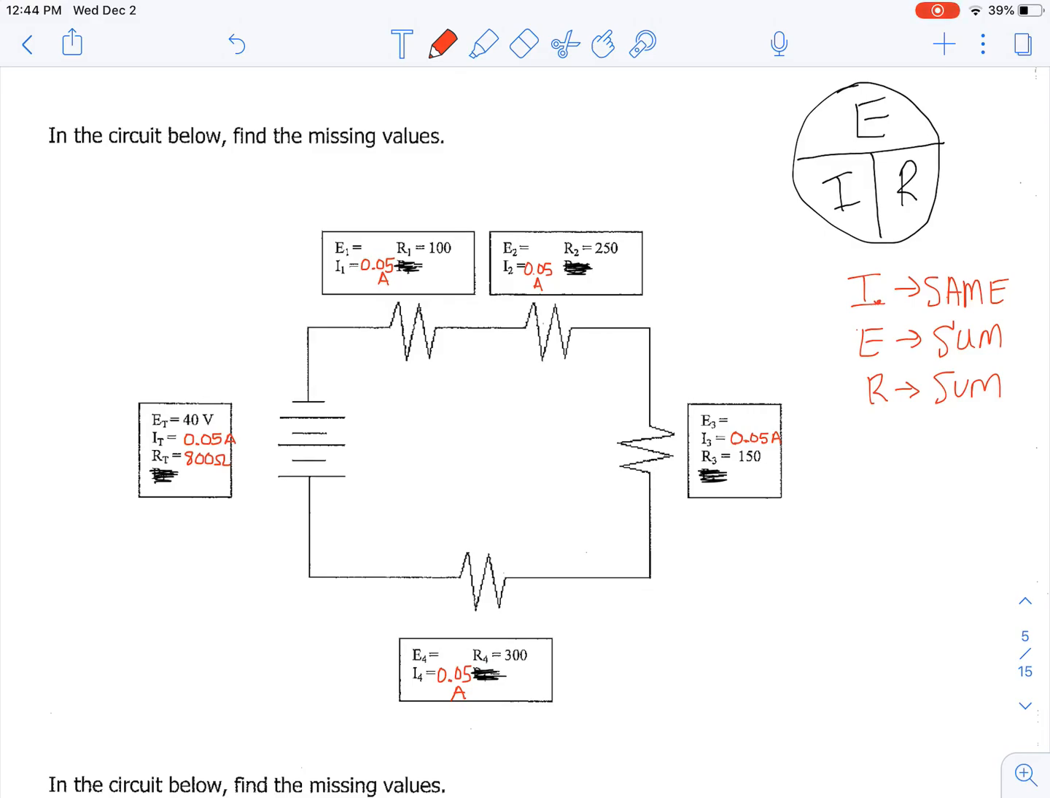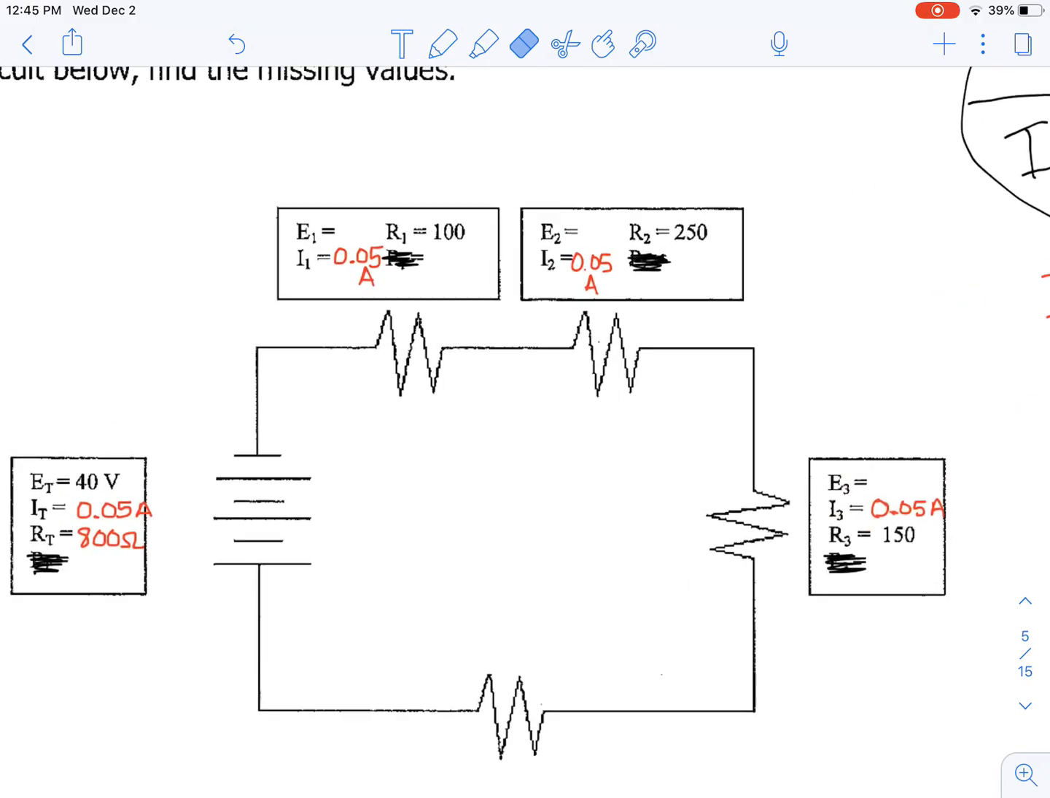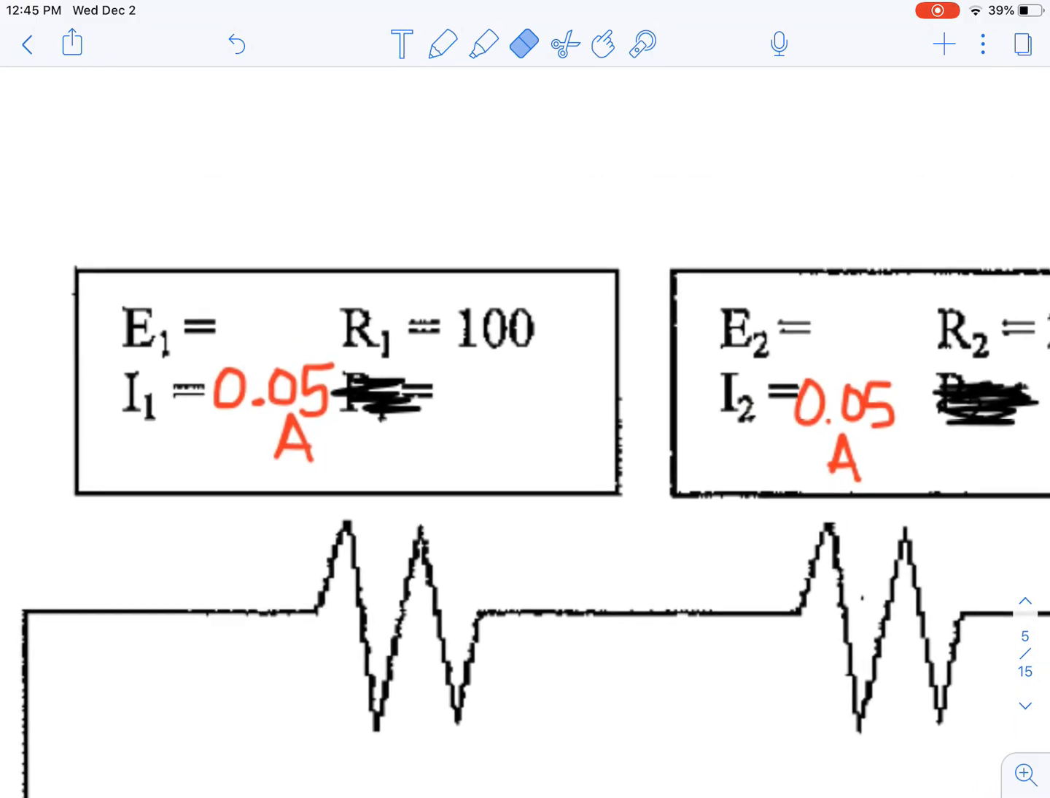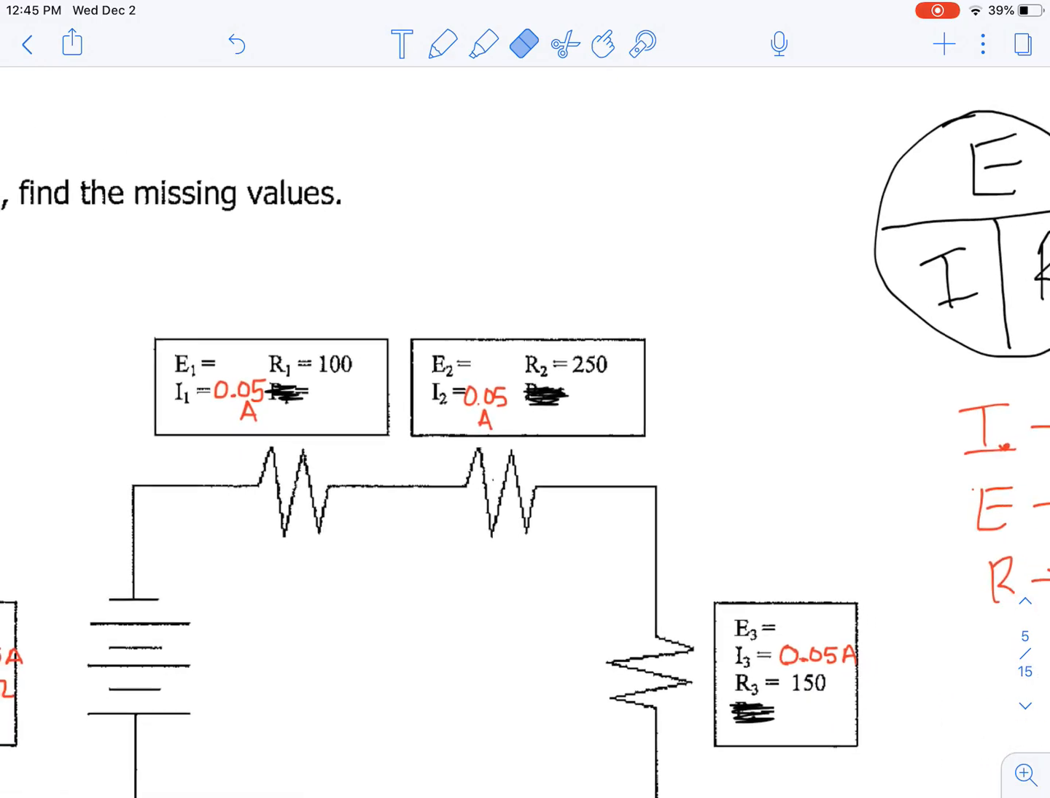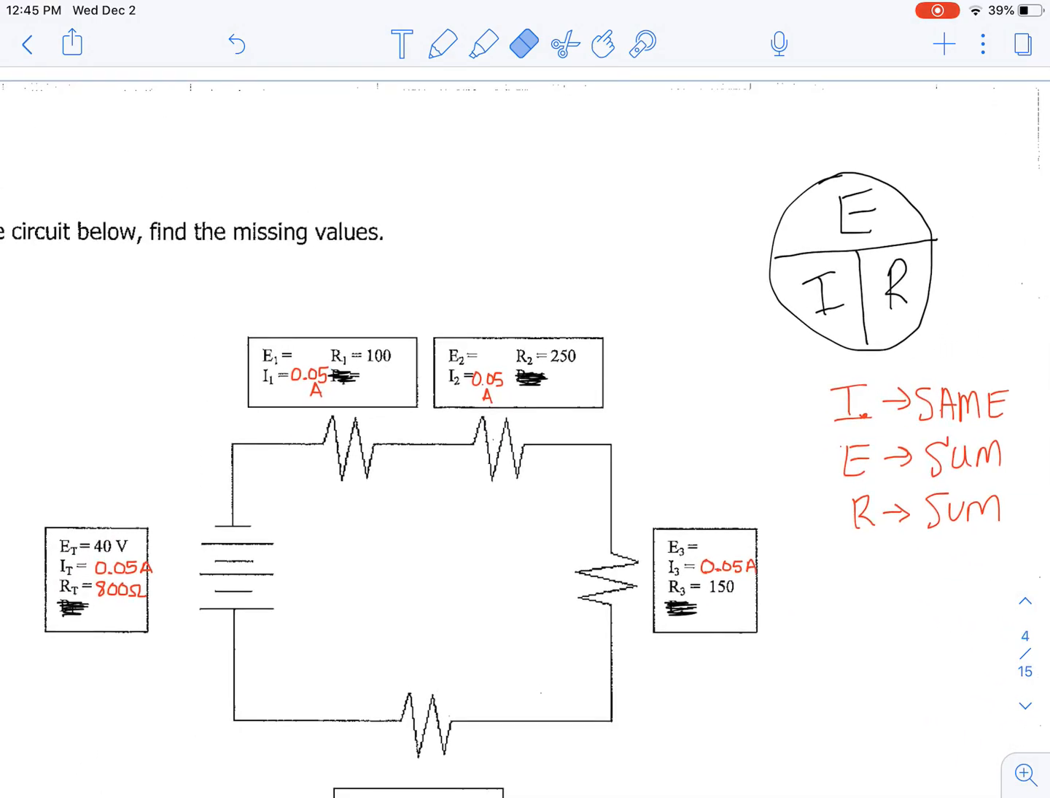Do not do what you guys always want to do and say 40 divided by 1, 2, 3, 4 branches. They are not all the same piece, so you can't do that. What we have to do is look at each individual section and apply Ohm's law to it. Ohm's law, if we're going to find the E, remember we cover up the E, and that would mean that we take I times R.